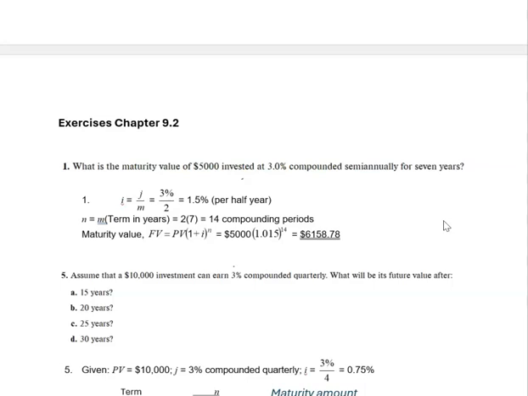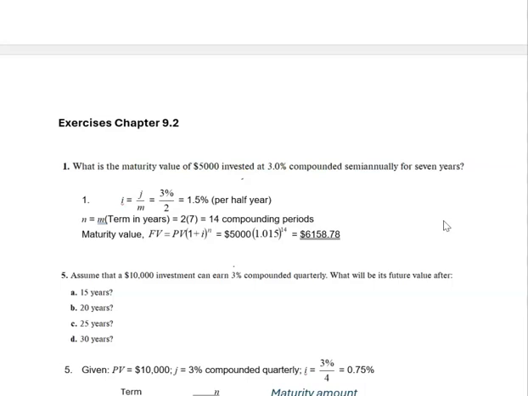Number of years is 7. The maturity, what is the maturity value of 5,000? So you know that's your present value. We don't know what the future value is, and so I'd write out FV question mark. Then you know what you're solving for.